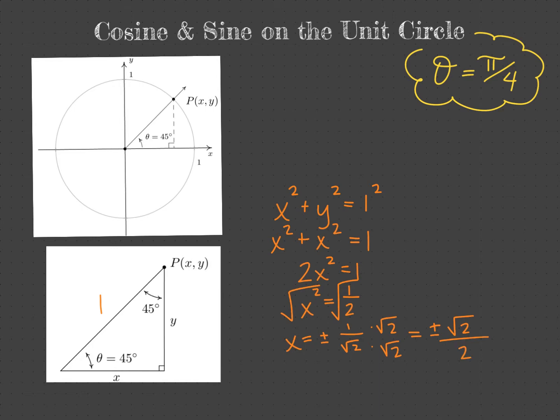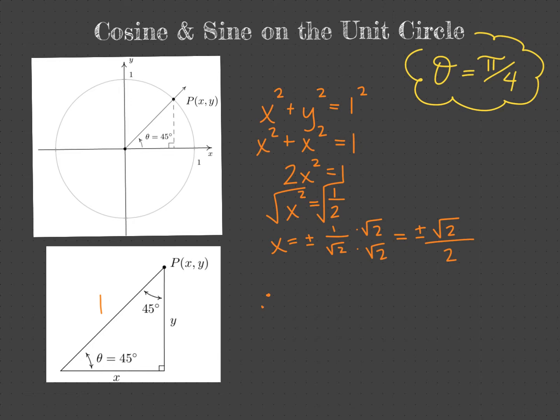Now, this is a length, and it is a positive length because all lengths are positive, but on the coordinate plane here, we're moving to the right in this case, so it is a positive direction. If we are moving left, the x-coordinate would in fact be negative. So in this case, we are going to just go with the positive root 2 over 2. So we can come to the conclusion, we know that x is root 2 over 2, and because x and y are equal, we know that y is root 2 over 2.